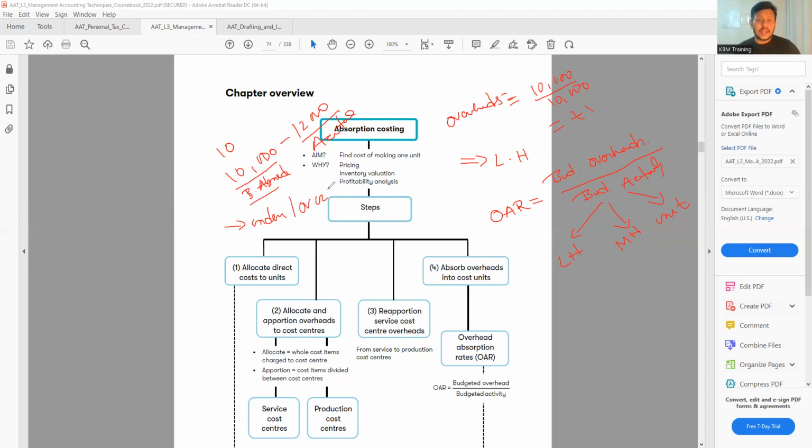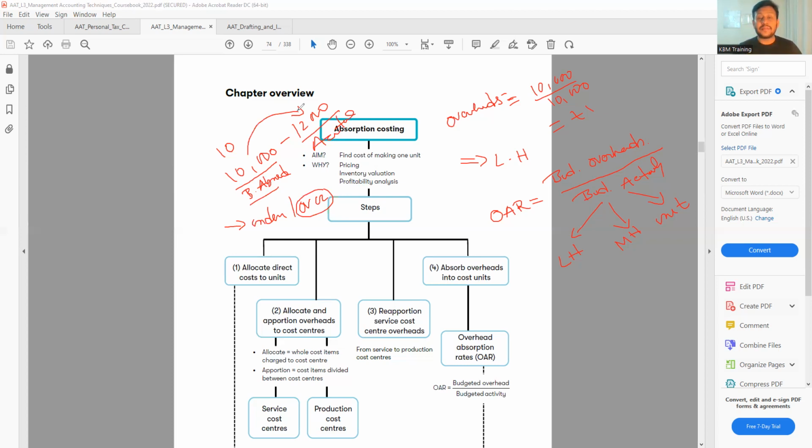Now it looks like it is over absorbed, because my plan was 10 and the actual is 12. That means it is more than my expectation. It is more than my plan. So it is over absorbed. But remember, it is not. The question will be opposite.